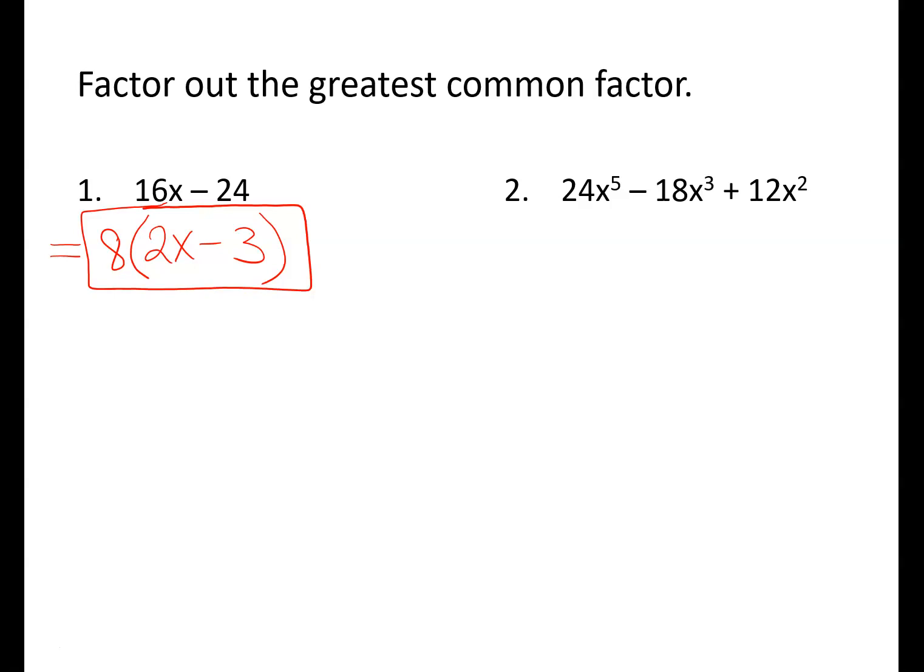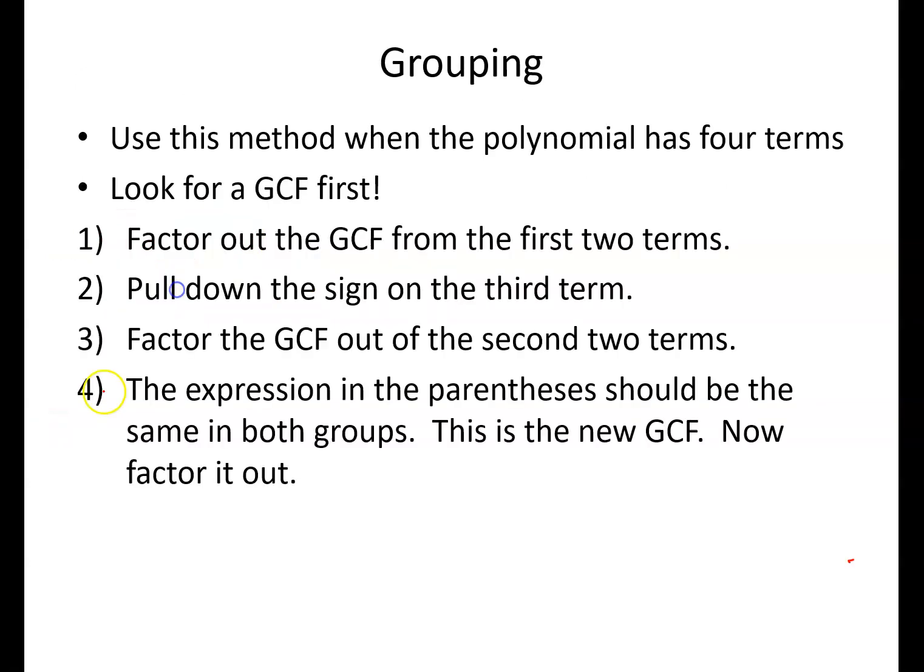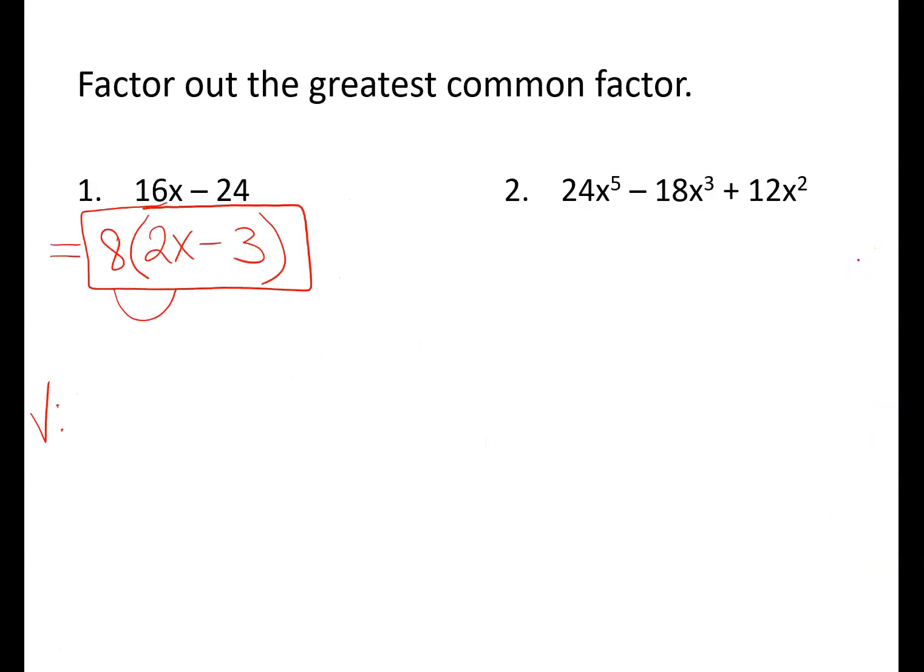Now we could actually check that by multiplying. You don't always have to show the check. Sometimes you can do that in your head, but just so you guys can see what I'm doing here, I'm going to put a check down below. So I would distribute the 8, take the 8 times the 2x is 16x. 8 times 2x is 16x, and 8 times negative 3 is negative 24, which is equal to our original problem. And that's what we want.